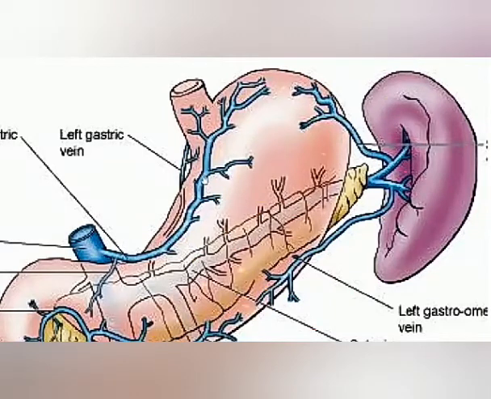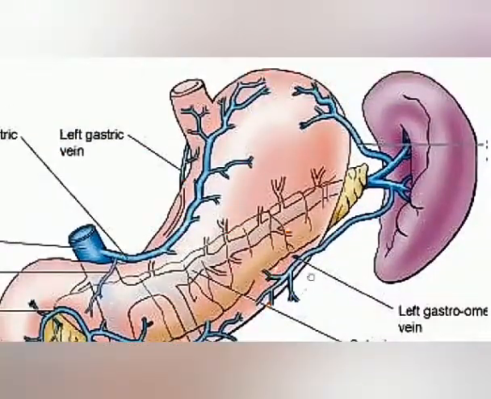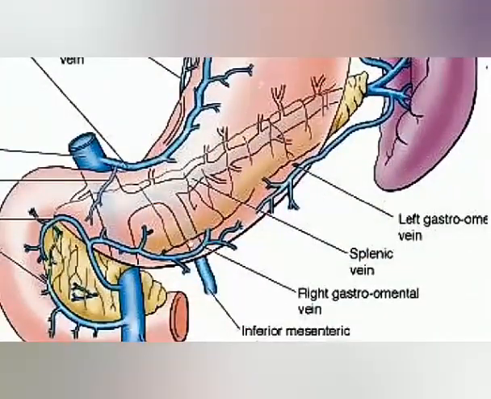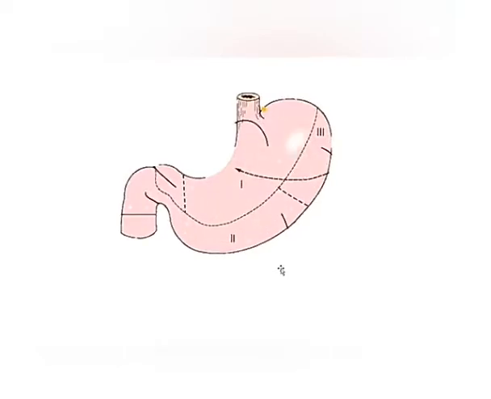So the left gastric veins, the right gastric veins, the left and right gastroepiploic veins, and the short gastric veins all finally drain into the portal system. Coming to the lymphatic drainage of the stomach, you can see the lymphatic drainage of the stomach is very important because we have to deal with it when we go in for a lymph node dissection in carcinoma stomach. We should know about the lymphatic anatomy therefore.